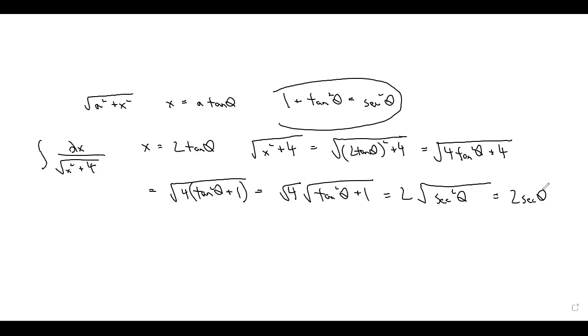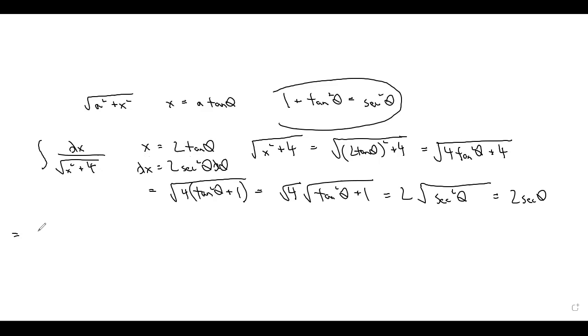dx. We also need the dx part. So if x is 2 tan theta, dx will be 2 times the derivative of tan. It's secant squared, right? Yes. So the derivative is secant squared theta d theta. That's the only other thing you need in this case. And now you just substitute everything into your integral.